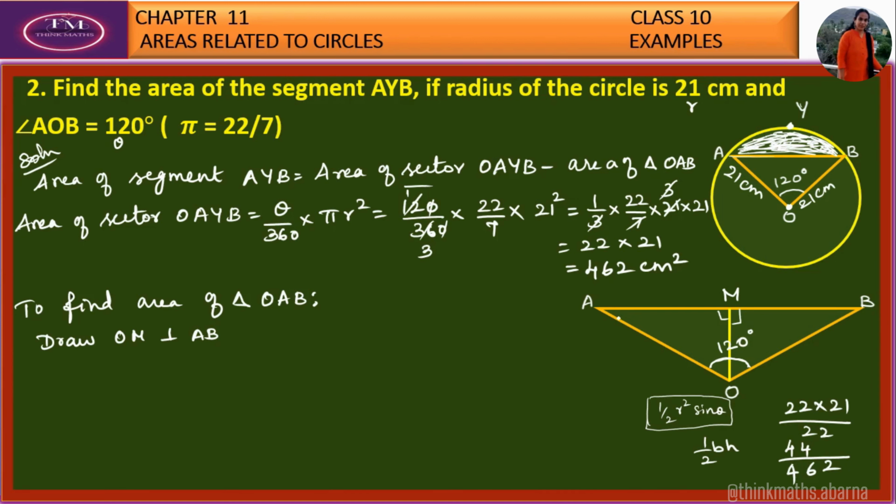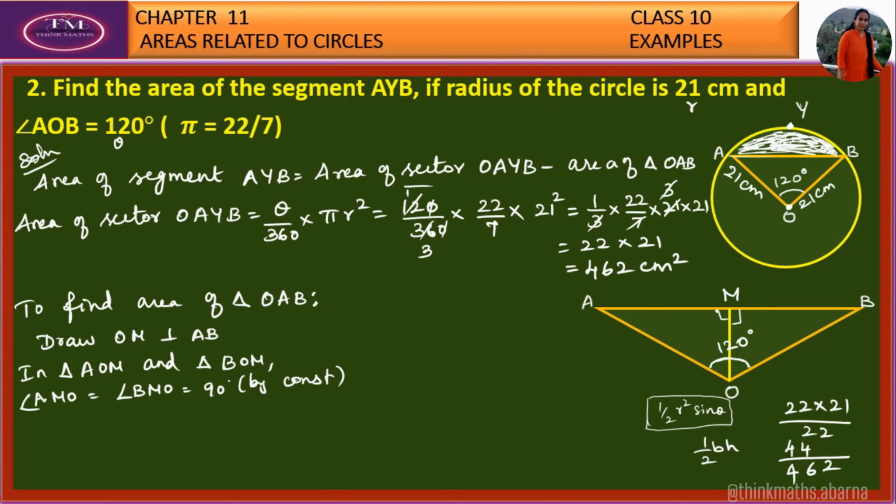In the next step, we are going to take the triangles AOM and BOM and prove that they are congruent. Okay. So in triangle AOM and triangle BOM, what do we have? We have angle AMO equal to angle BMO. Both are 90 degree. So this is by construction, as we draw OM perpendicular to AB.